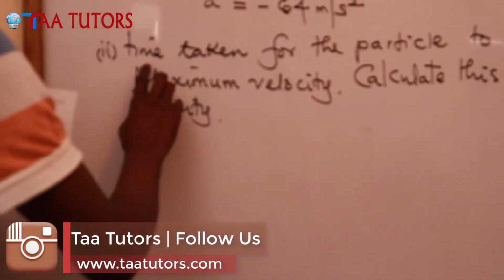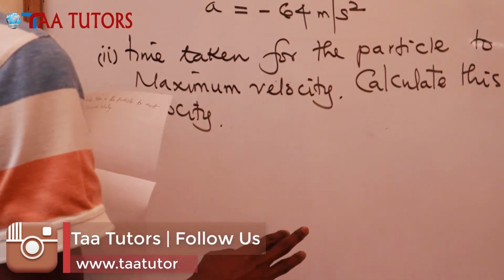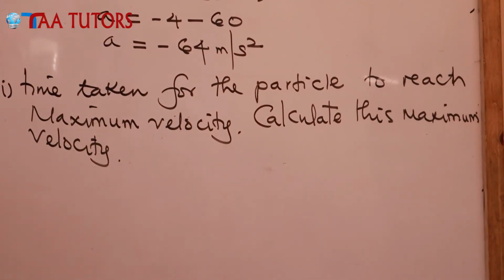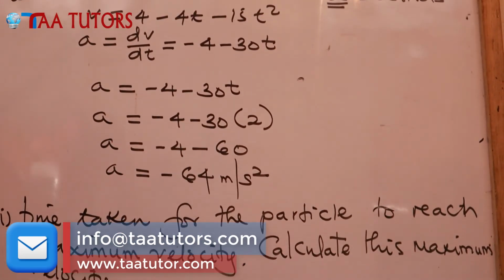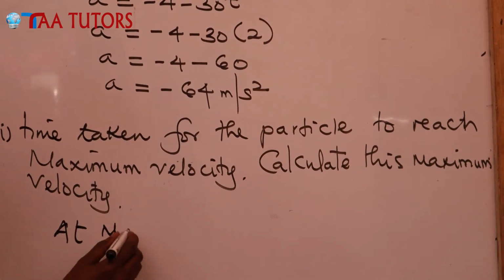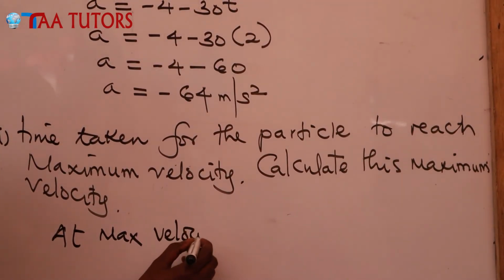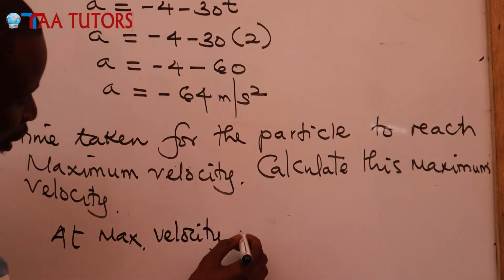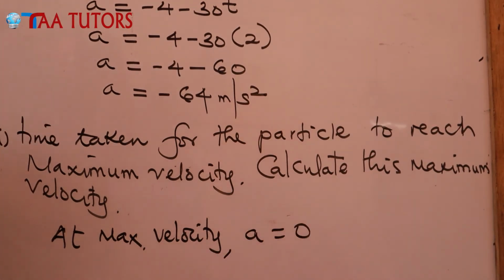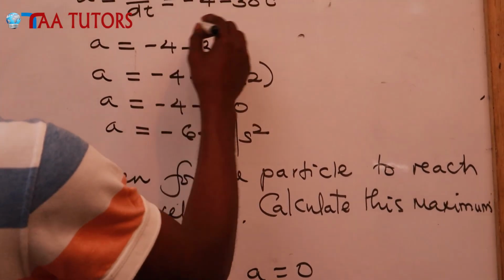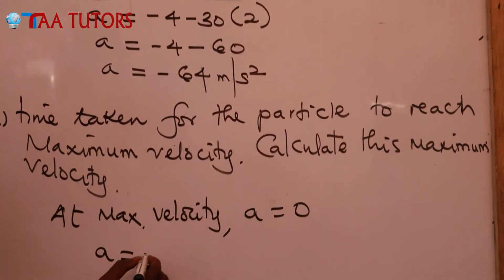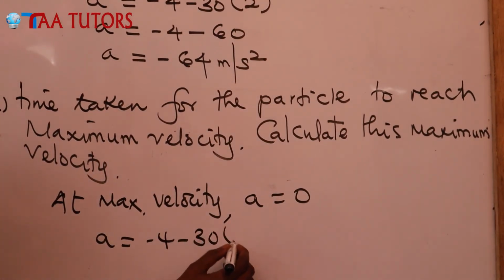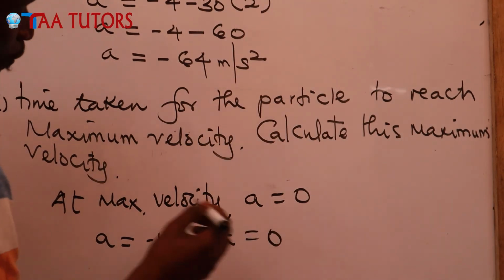So viewers, we have a question to deal with there. Find the time taken for the particle to reach maximum velocity and then calculate this maximum velocity. One thing we have to know is that we have been able to get our acceleration function. And at maximum velocity, a equals 0. So a equals negative 4 minus 30t, and this equals 0 at maximum velocity.